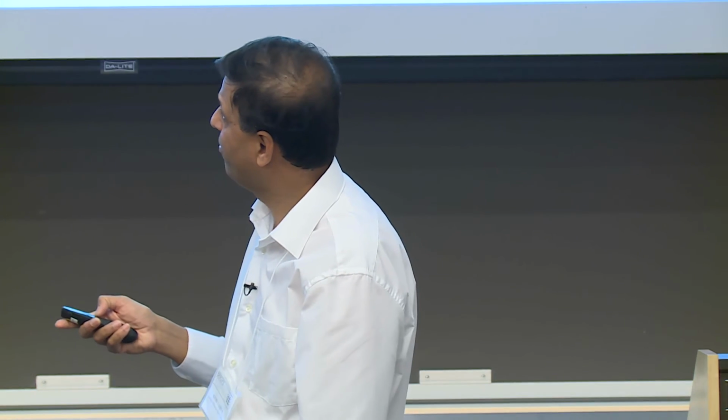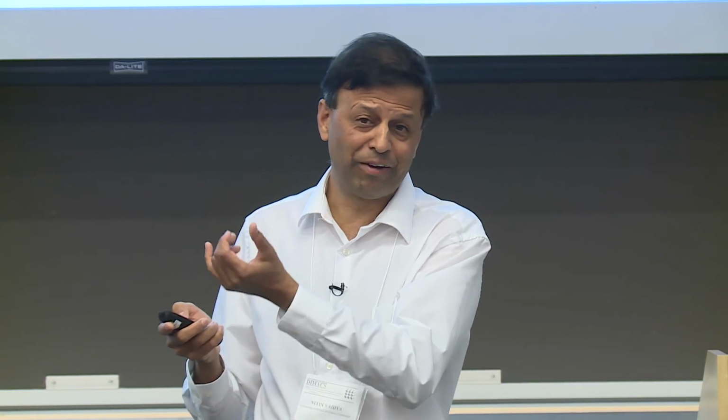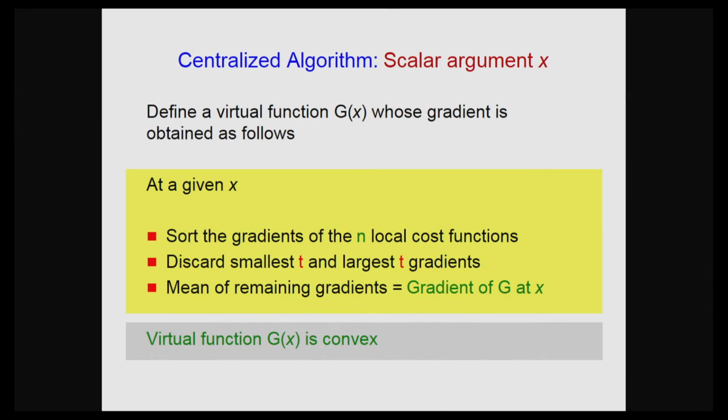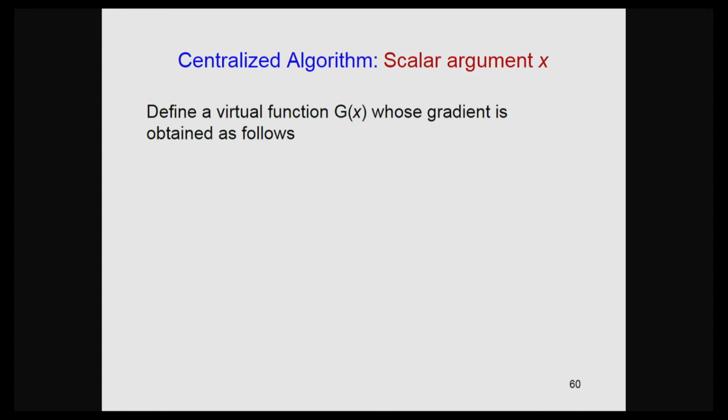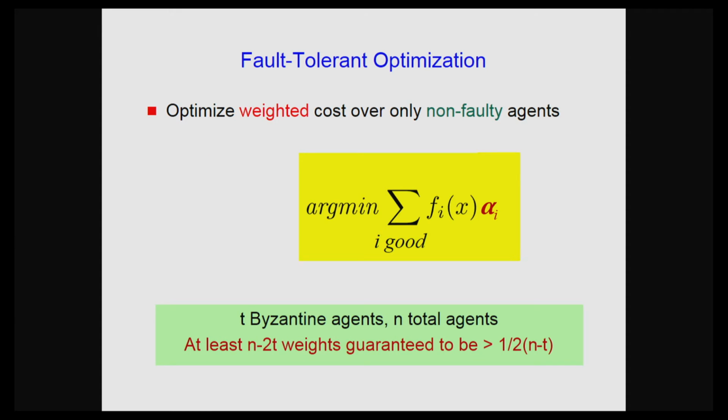If your original cost functions, f1, f2, f3, are constrained to be convex, then it turns out this virtual function is convex too. So you can apply your favorite algorithm to these gradients and find the optimum. And if you use that algorithm, then you get this property that I just showed you. You essentially get the optimum performance from this algorithm.